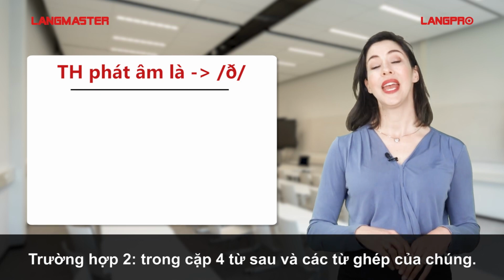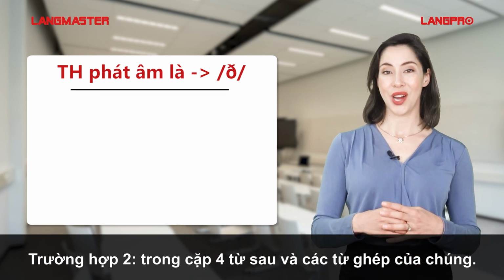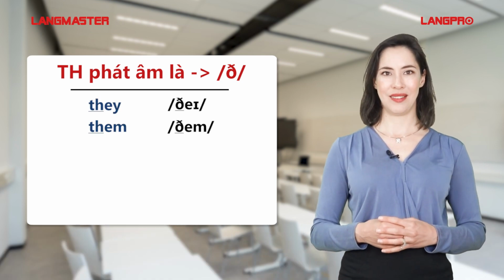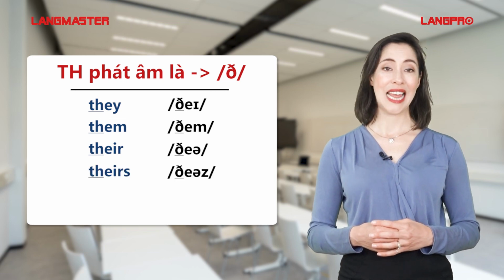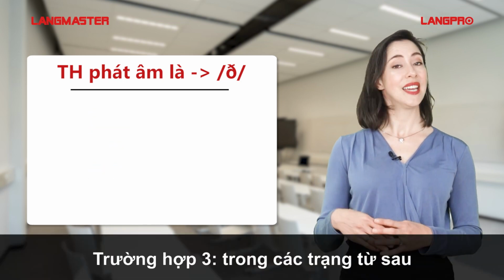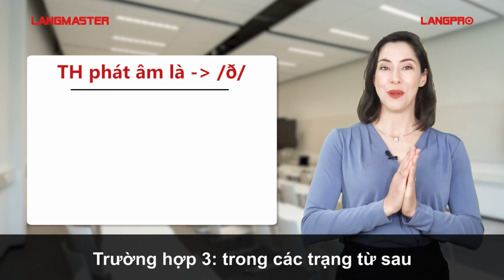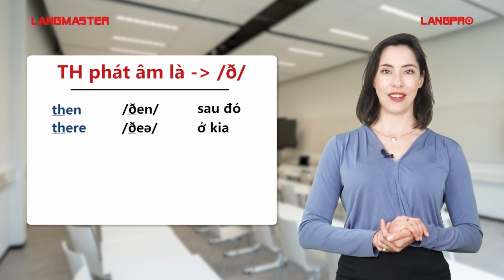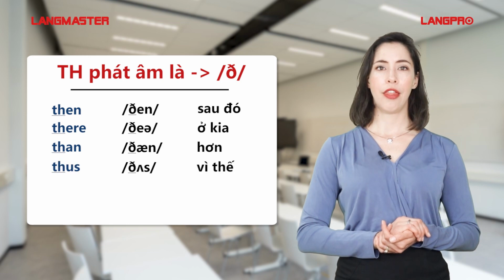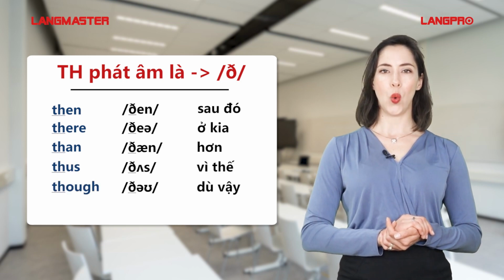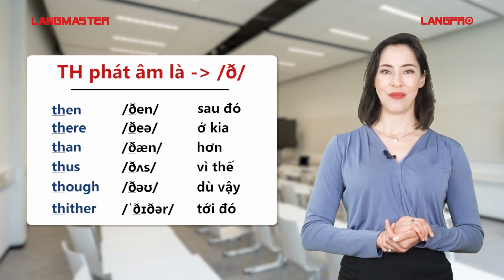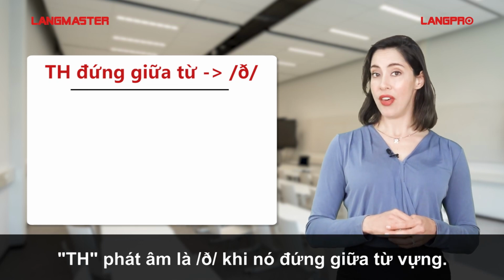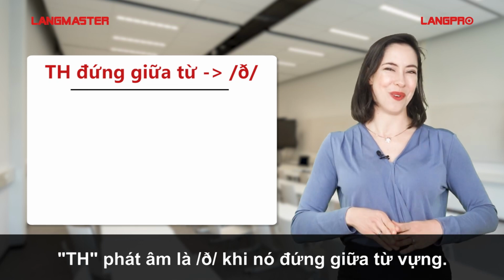Case number two, in personal pronouns and their related object forms: they, them, there, theirs. Case number three, in adverbs, which are then, there, than, thus, though, thither.